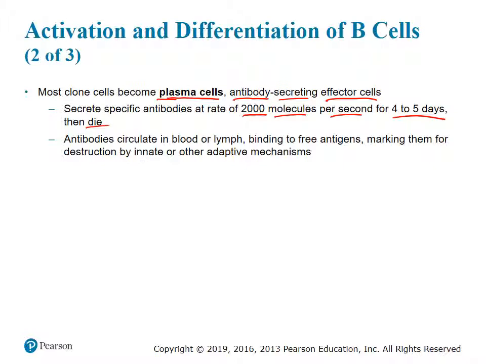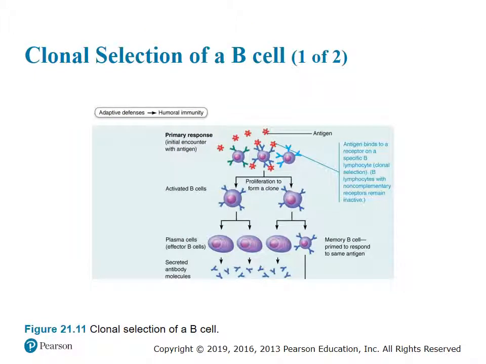Where do these antibodies circulate? Again, blood and lymph. They bind to the free antigens, temporarily inactivate them, and also mark them for destruction by other immune system cells. That's what they do. And so you see this here. This is part of figure 21.11, where you see an antigen binding to just one type of B lymphocyte. This is the one here. I'll draw a square over it. Notice that those antigens bind to that one there.